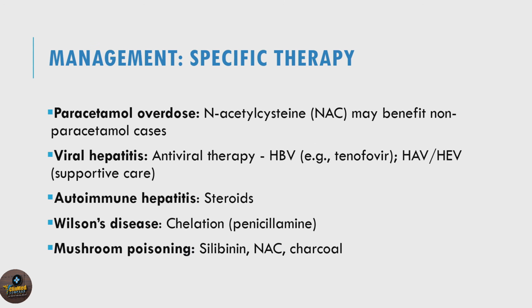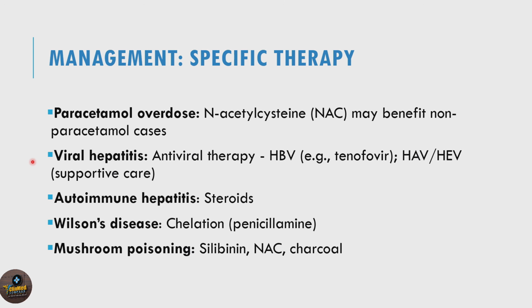Let us take a look at some of the specific therapy. Etiology-specific treatment improves outcome in acute liver failure. In paracetamol overdose or toxicity, administer N-acetylcysteine immediately. N-acetylcysteine may also benefit patients with non-paracetamol acute liver failure. For viral hepatitis, for hepatitis B virus, initiate antiviral therapy like tenofovir. Hepatitis A and E are managed with supportive therapy.